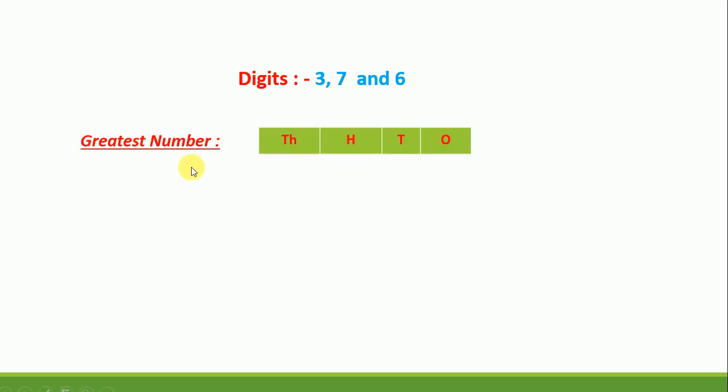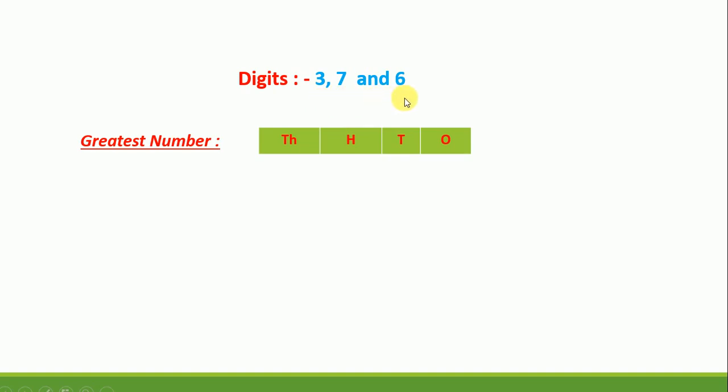Yes. So we are going to make the greatest number, right? We have only 3 digits with us, but we are going to form a 4-digit number. So how to do it? To find the greatest number, we can repeat only one digit 2 times. So which digit can we repeat 2 times to make the greatest number? Let us see.